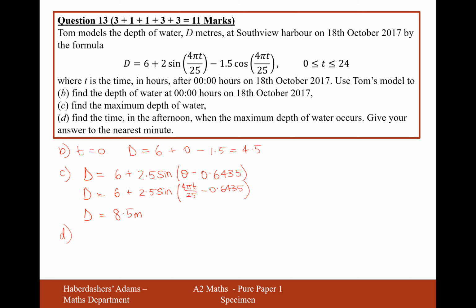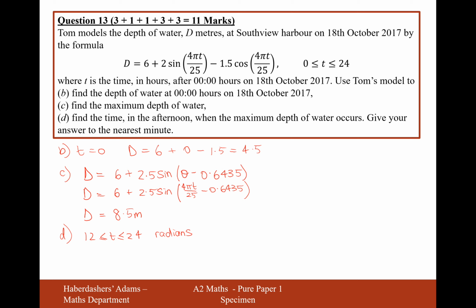The answer to D, find the time in the afternoon when the maximum depth of water occurs. So this is in the afternoon, so T has to be a value between 12 and 24. This is probably going to be in radians mode. Okay, so a pretty tricky question this.